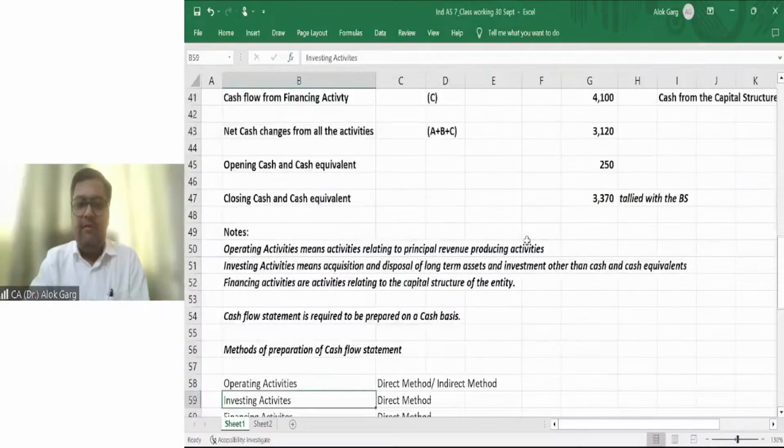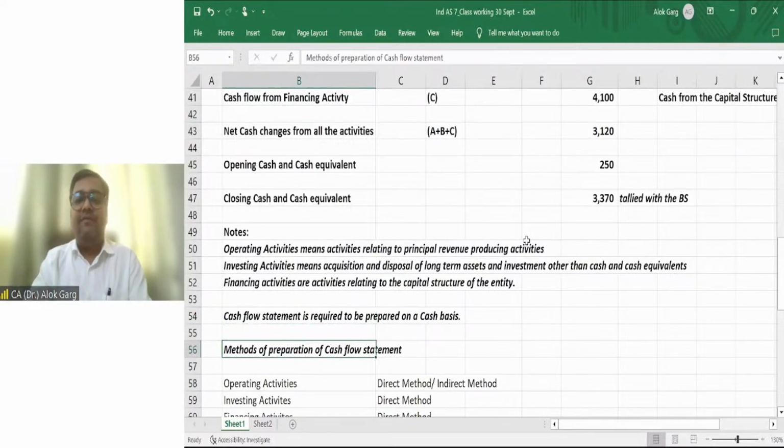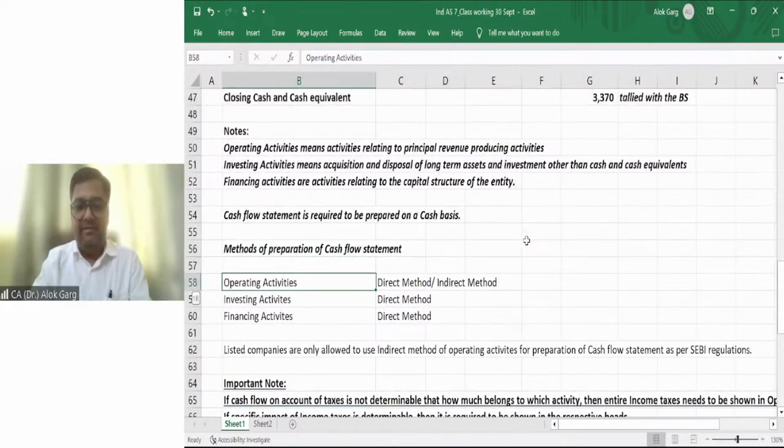Okay. Friends, for the method of preparation of cash flow statement, there are two methods: direct method and indirect method. If I talk about operating activity, there are two methods, direct method as well as indirect method. If I talk about investing activity, there is only direct method.